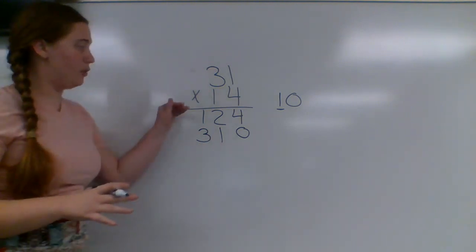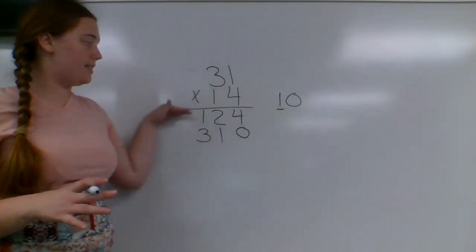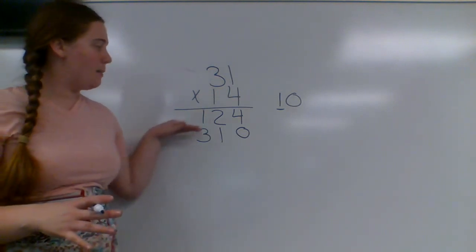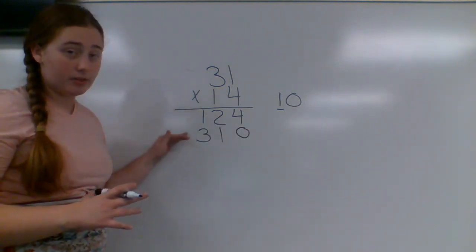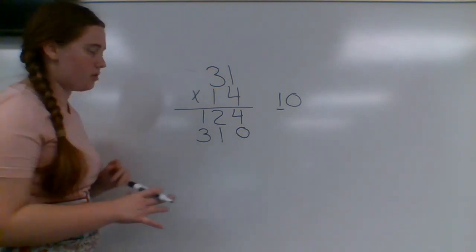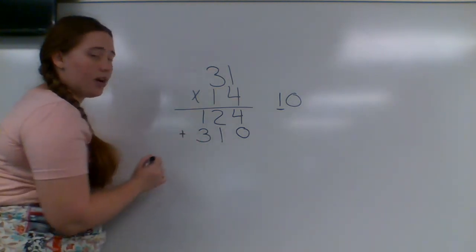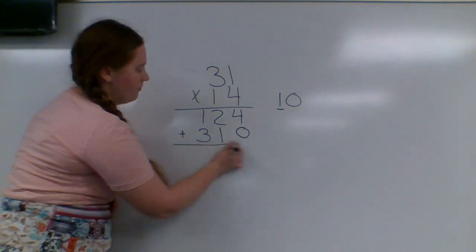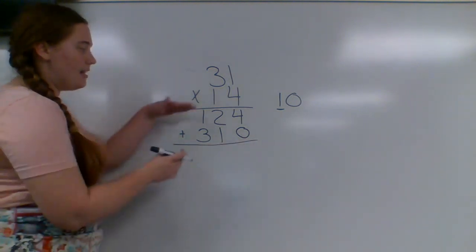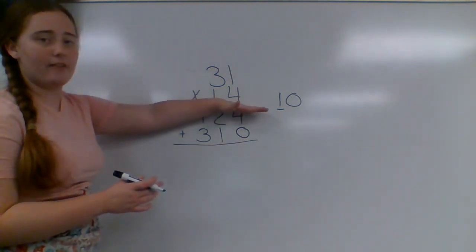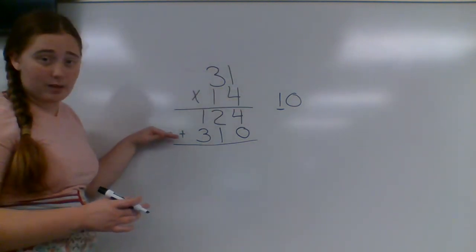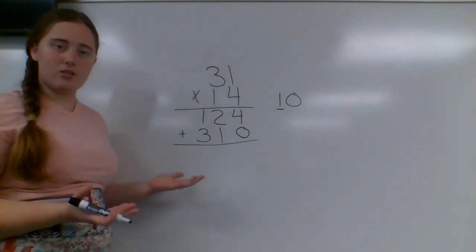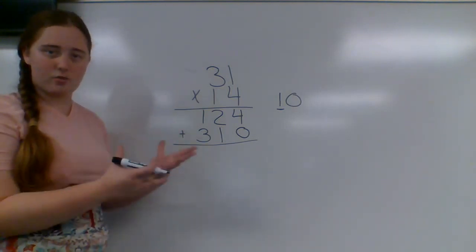Now, I multiplied by my ones place, and I multiplied by my tens place. If I add these two numbers together, I'll get my answer. So that's my next step. Just write a little addition sign right there. And now, if we ignore everything from this point up, so I just have this 124 and this 310, it just looks like an addition problem. So let's treat it like an addition problem.